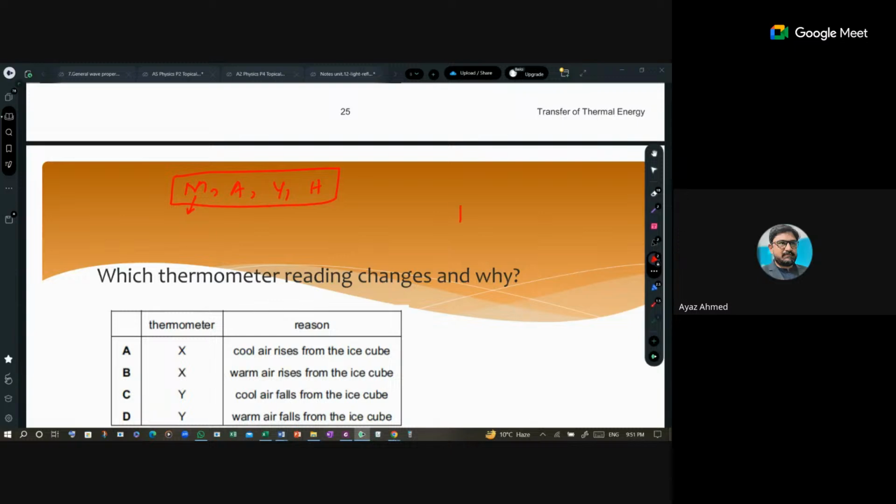The question is that there is an ice cube and there are two thermometers held at equal distance above and below. This is your thermometer X and this is your thermometer Y. So the reading on one of the thermometers has changed, which one, and why? Reason. So it's B. Okay. Yes, Ariba.